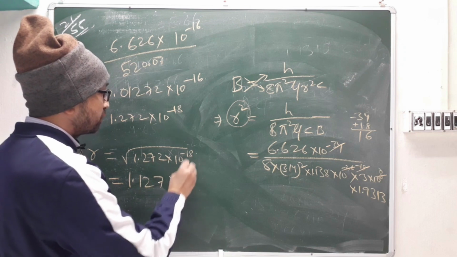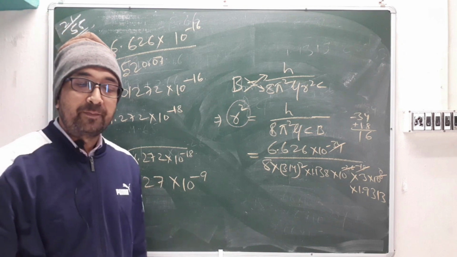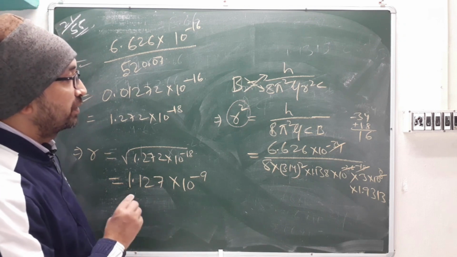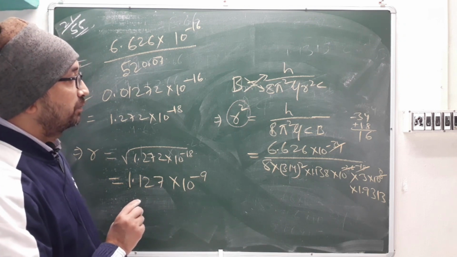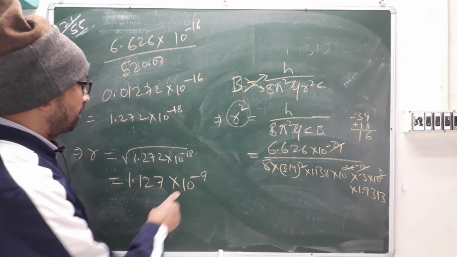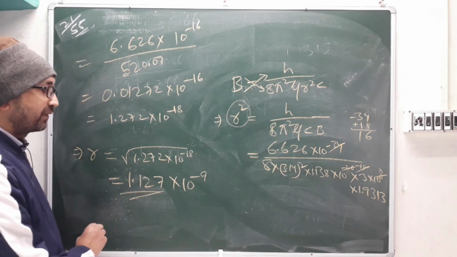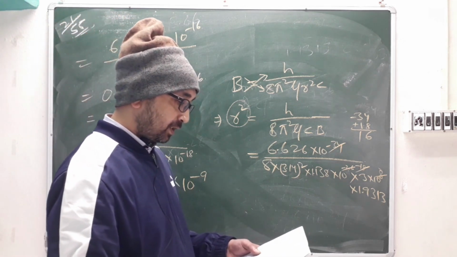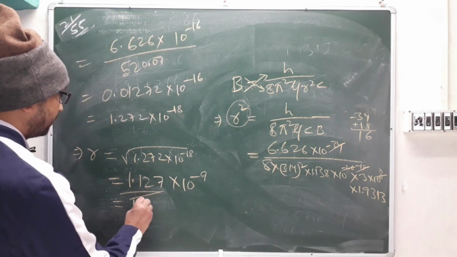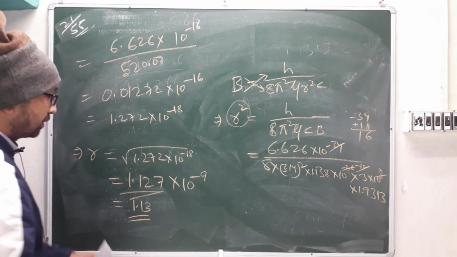It will become 1.127 into 10 to the power minus 9, right? But it should be 10 to the power not 9, it should be 10 to the power minus 10, then only we can convert it to the angstrom. Somewhere we missed some value for the power. Okay, the same calculation you have to do, but the value we got is right, 1.127, and in the question they are asking you should get it rounded up to 2 decimal places. For 2 decimal places, it will be 1.13, okay.